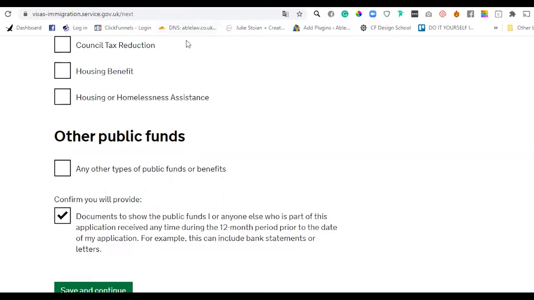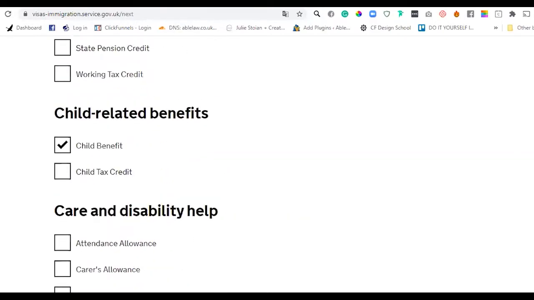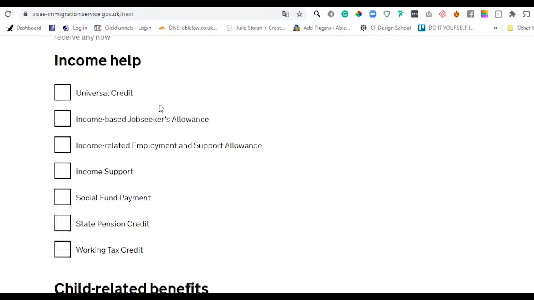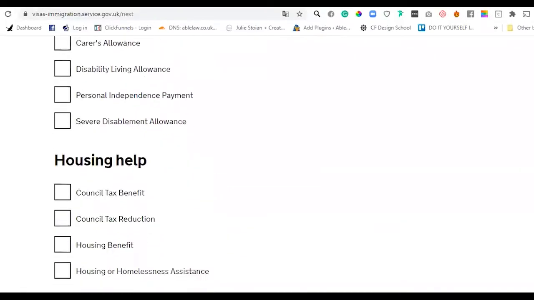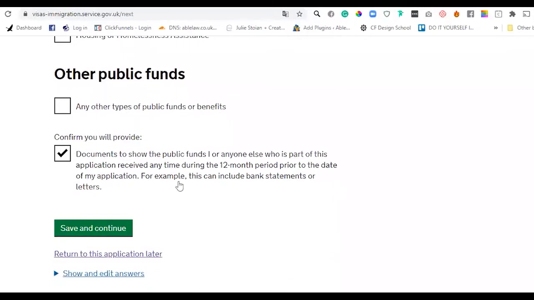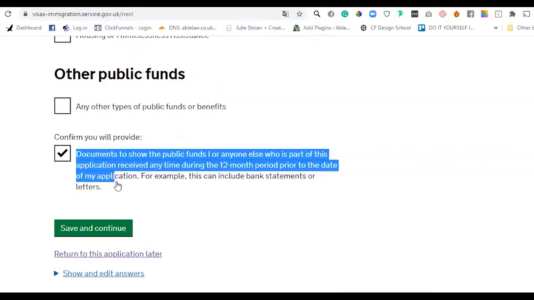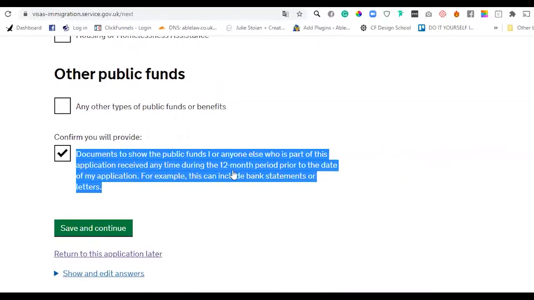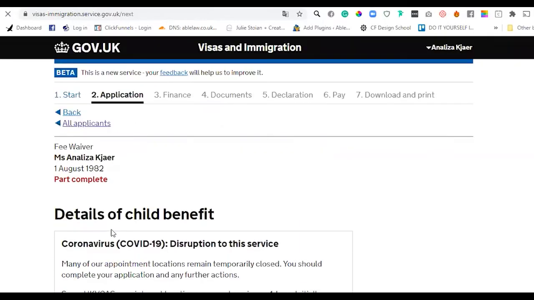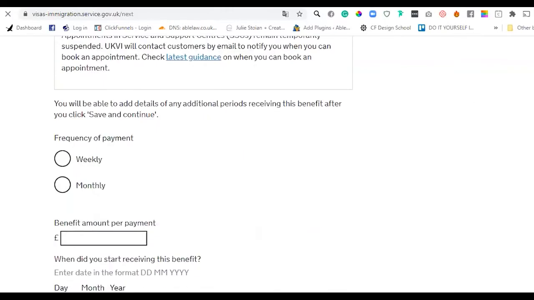So if you are going to say you have claimed the benefits, then you need to tick any of these that apply, and then provide documents that show you received it during the 12-month period. And this can be in the bank statement. So the bank statement will show that you received money for the benefits, the payment that you received from the government.